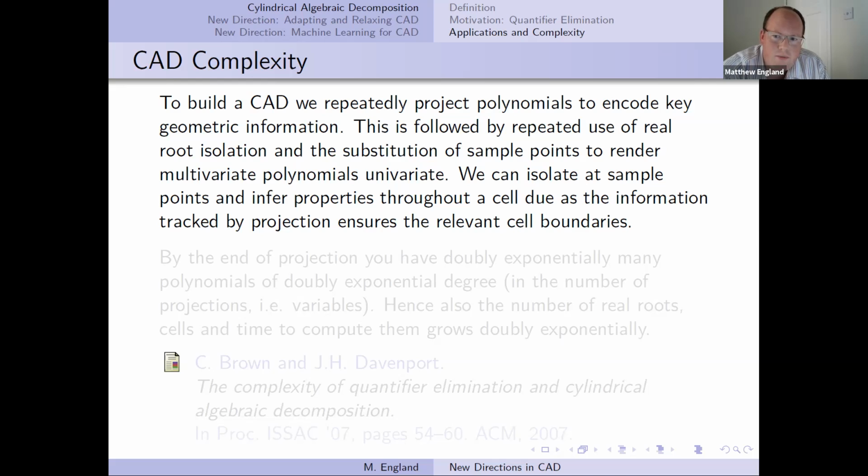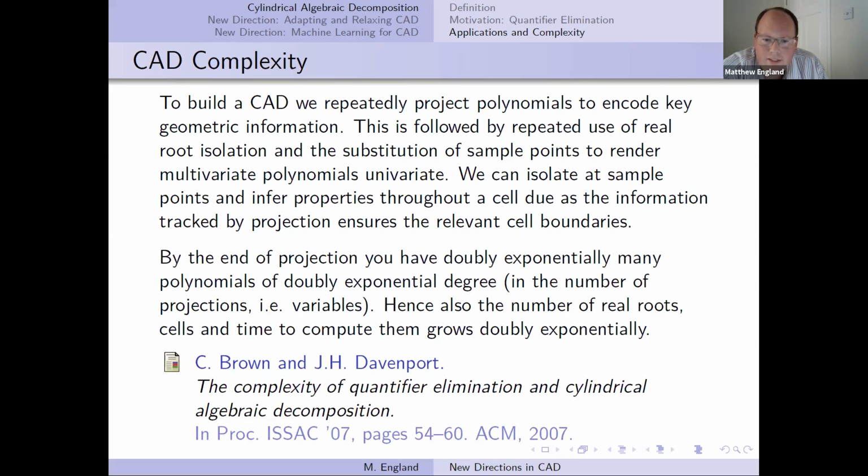And the key trick is the substitution of sample points into multivariate polynomials to make them univariate, that allows us to just repeatedly use univariate root isolation. And the clever bit is that we make sure that's a valid thing to do, because the projection captures the key information about where cell boundaries would need to be to ensure that the generalization is valid, so that we can work at a sample point and know that we're representing a whole cell because we've ensured the cell boundaries exist at the point where that generalization would not be valid.